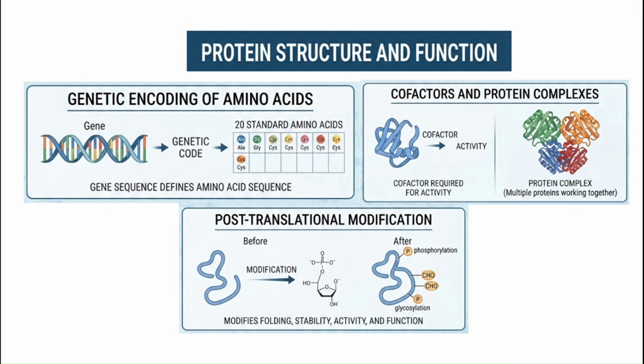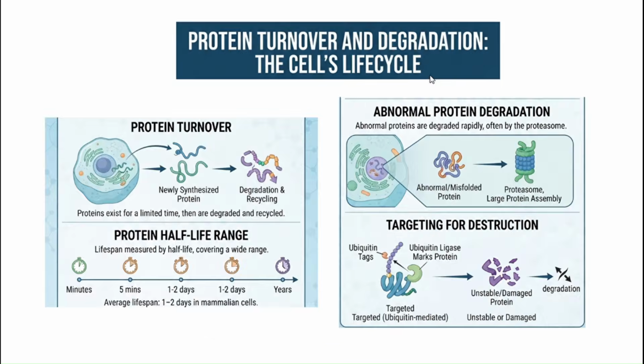Some require a non-protein chemical compound or ion for biological activity. These are known as cofactors. Proteins can work together to achieve a particular function, and they often associate to form stable protein complexes. Once formed, proteins only exist for a certain period and are then degraded and recycled by the cell's machinery through the process of protein turnover. A protein's lifespan is measured in terms of its half-life and covers a wide range. They can exist for minutes or years with an average lifespan of 1 to 2 days in mammalian cells.